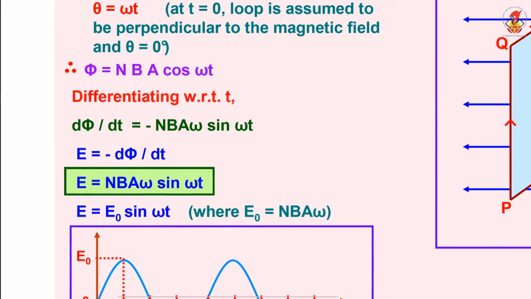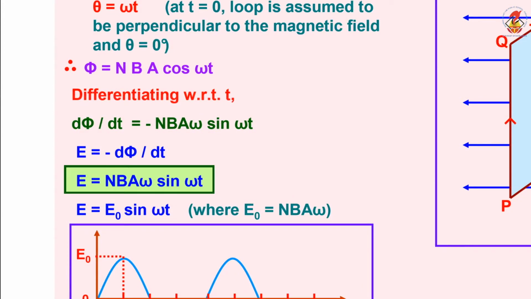Now we know d phi by dt is called induced EMF. So I am going to differentiate the above equation. Phi is equal to NBA cos omega t. So when I differentiate this, I will get d phi by dt equal to NBA. NBA is constant. I only have to differentiate cos omega t, and the derivative of cos omega t is minus sin omega t into omega.